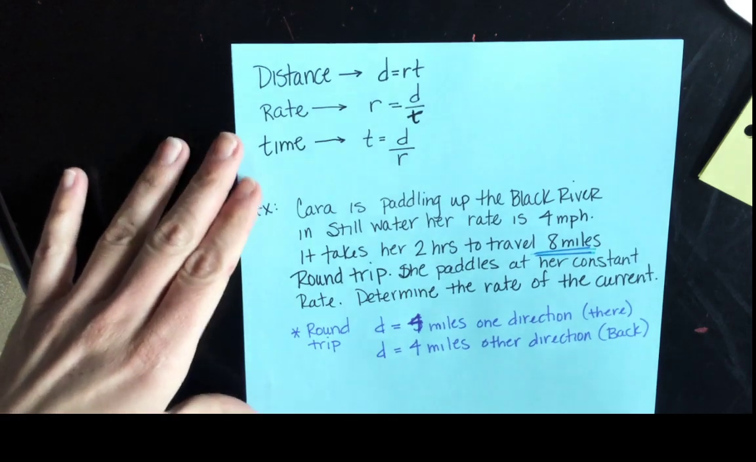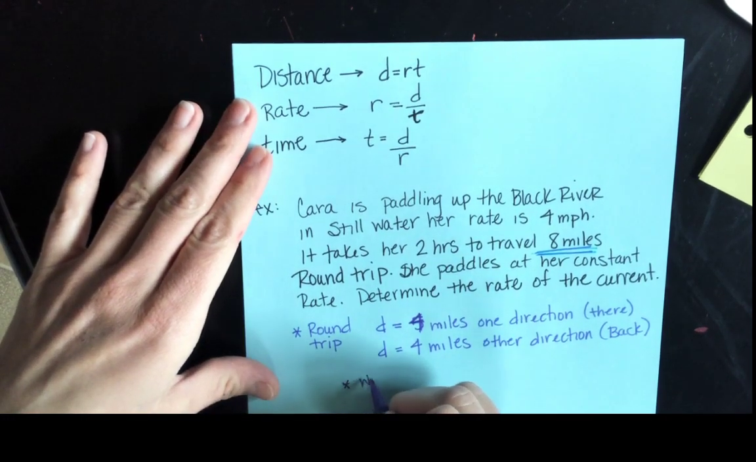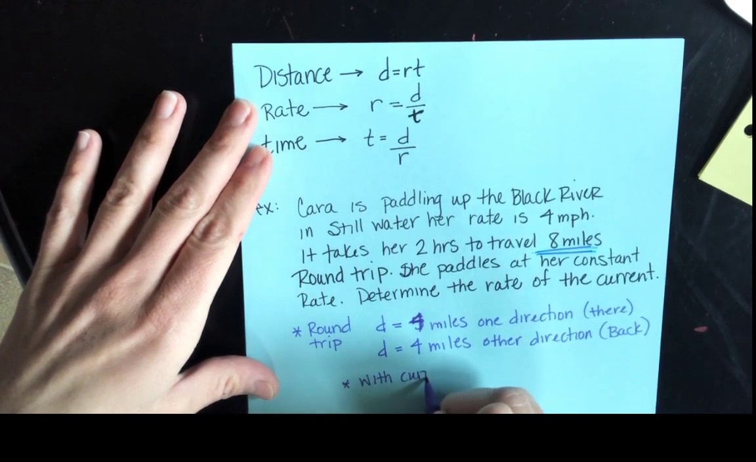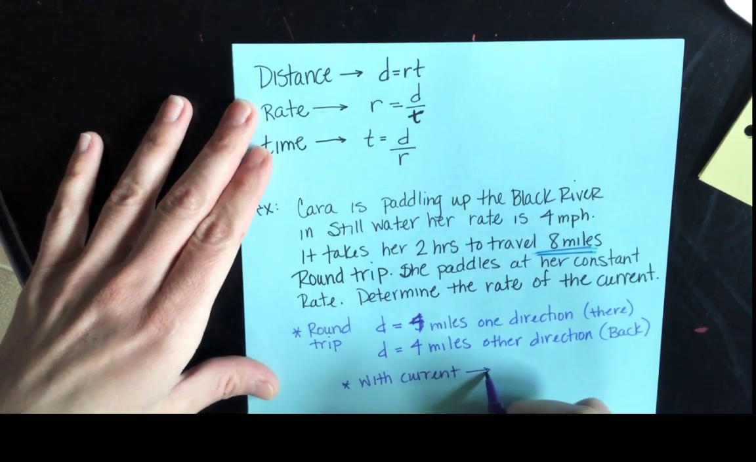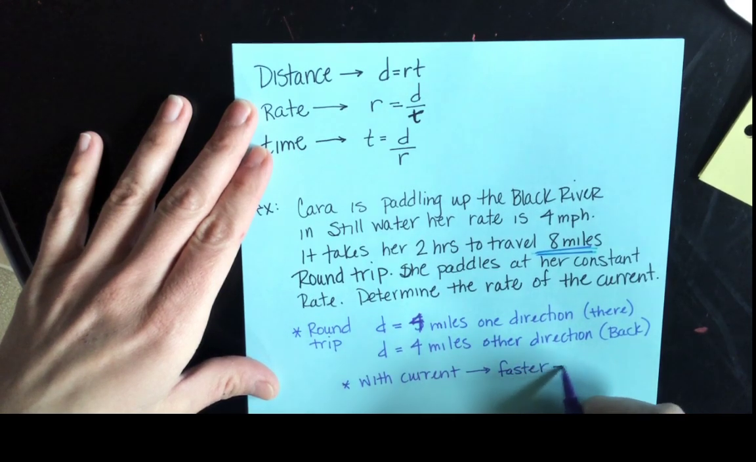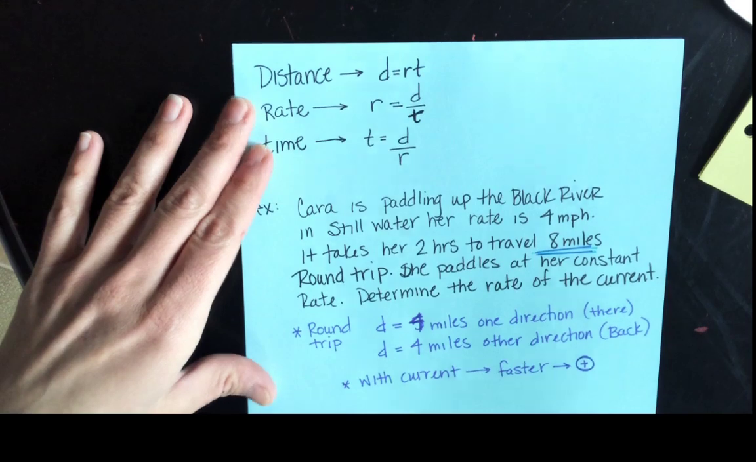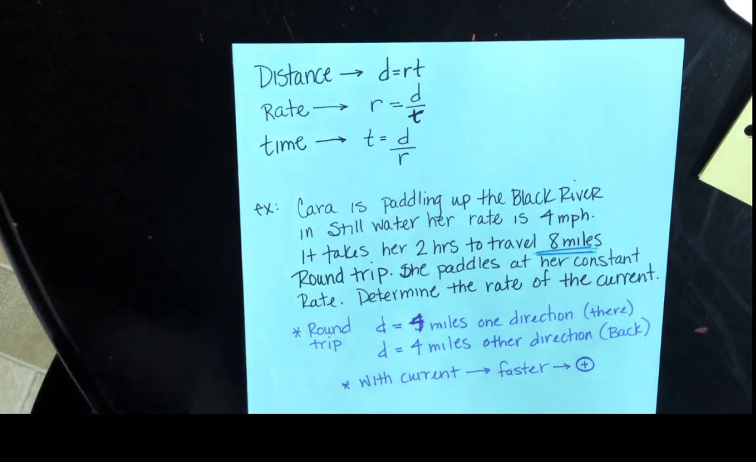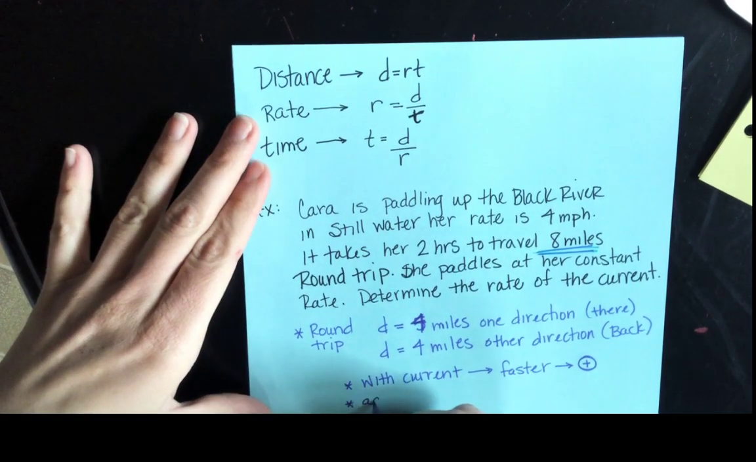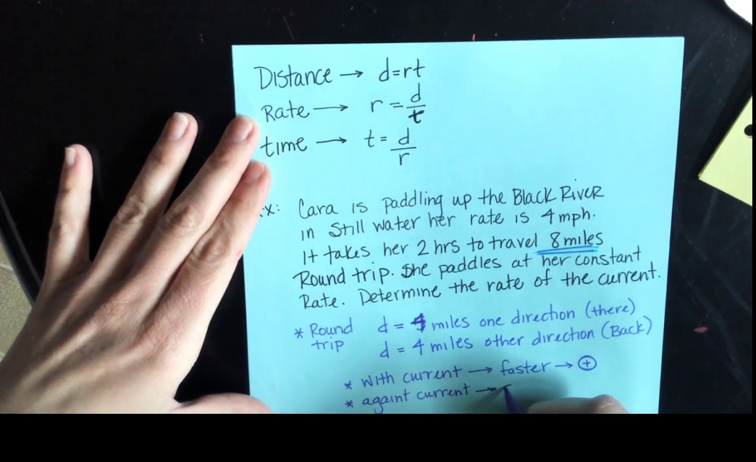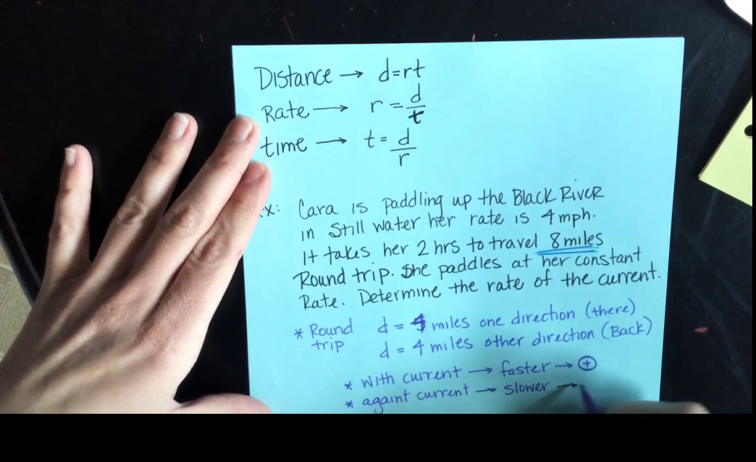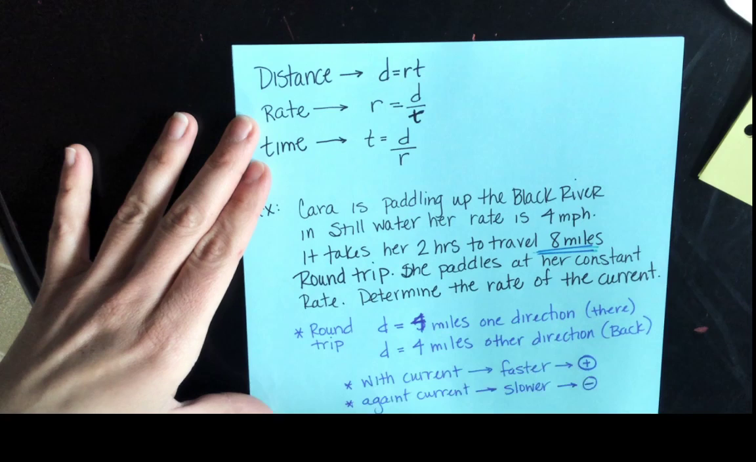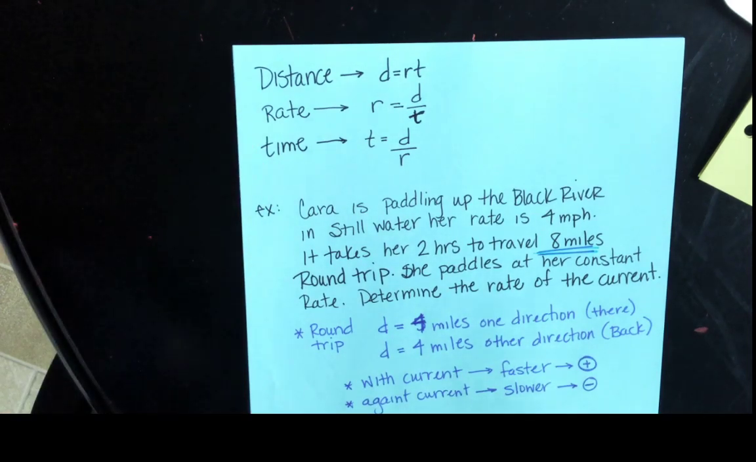Then what we want to talk about is, if we're going with the current, that means we're going faster. Which means whatever we're going to talk about, we're going to add our speed, because the current's going to make us go faster. If we are going against the current, that's going to slow us down. So that means we're going to end up going slower when we're going against the current.